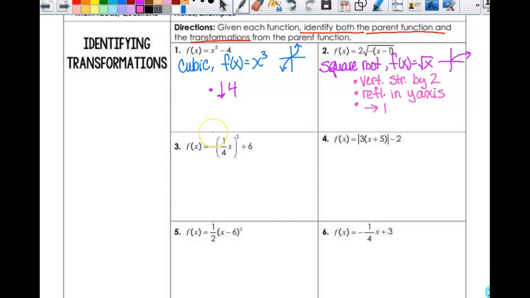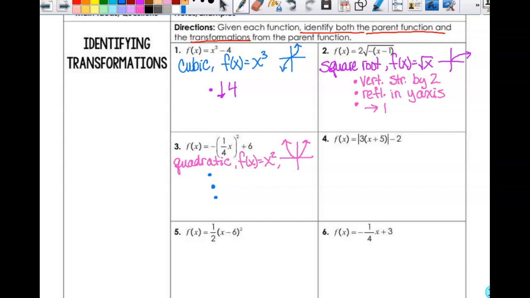So what's the name of this parent function? Quadratic. Quadratic. F of x equals x squared. And if you don't know what a quadratic looks like by now, you've been living under a rock. Okay, so I'm going to make my little bullet list here. I've got a negative, I've got a 1/4, and I've got a 6 that I got to deal with.